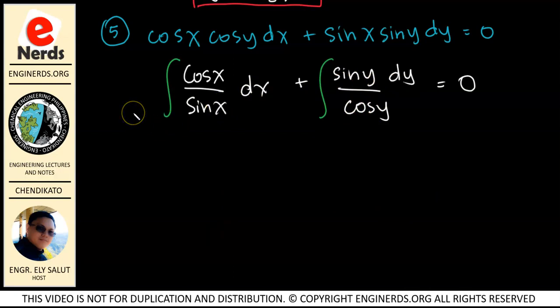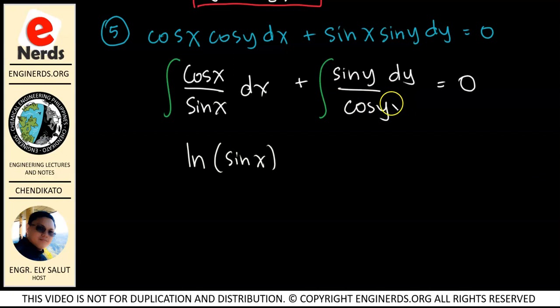Okay? So, there are different ways to solve this differential equation, ano? But what we're going to do here is just to take the derivative of our denominator sine x. And the derivative of our denominator sine x is equal to cosine x, which is already our numerator here. So therefore, the integral of cosine x over sine x is equal to ln sine x. Okay? And then the integral of sine y over cosine y dy.